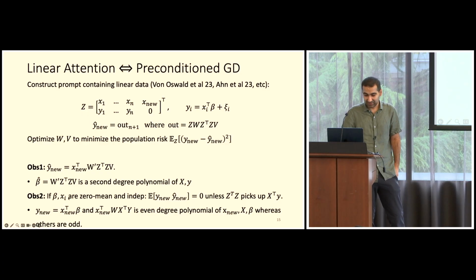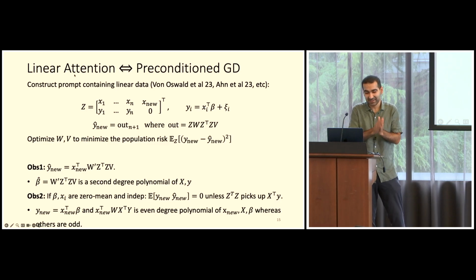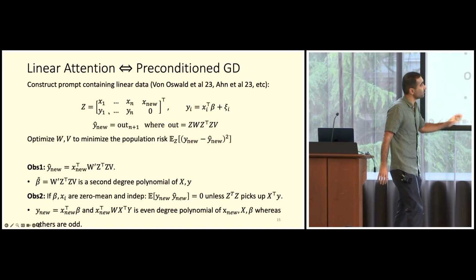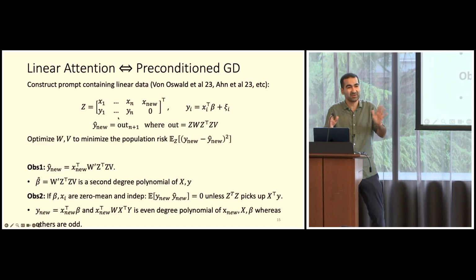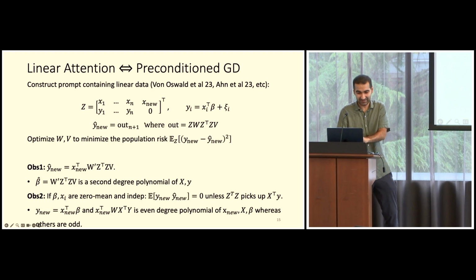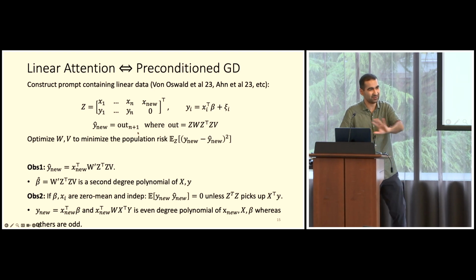And what I want to discuss is what is the basic intuition when we are relating linear attention to preconditioned gradient descent? This is what I want to discuss, just to give some high level idea on what the basic proof idea is. And this is not our work, this is from earlier works.